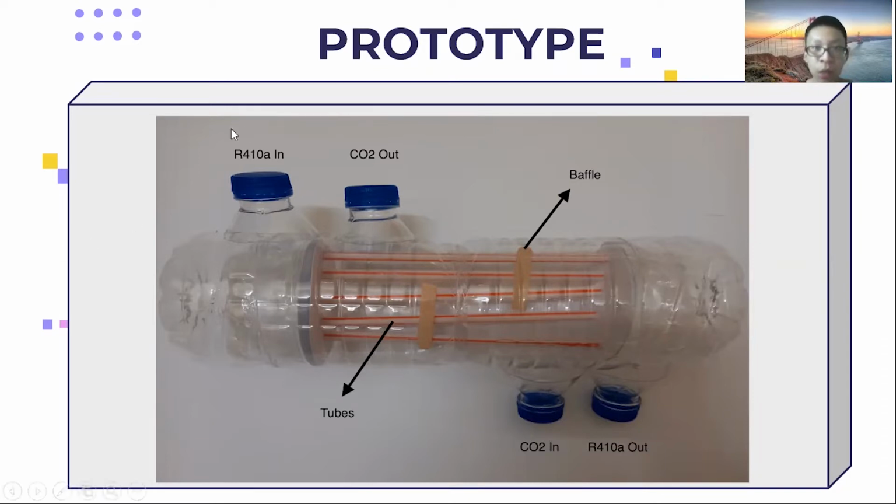If you see from the prototype preview, for the upper side there will be two openings, one for the R410A to enter the shell, and the other for the CO2 to exit the pipe. And for the downward side it's the same thing. CO2 enters from downwards and exits from the upwards, while R410A enters from upwards and exits from downwards.